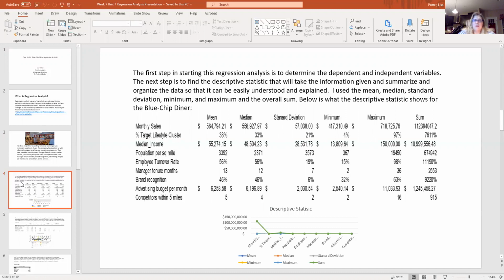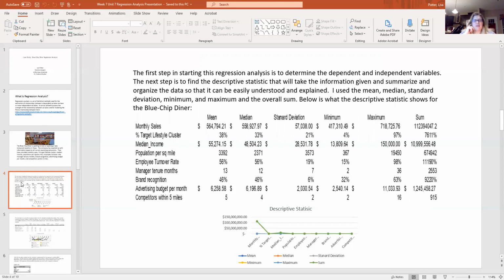The standard deviation is $57,038. 21% lifestyle cluster. Median income is $28,531.78. Population per square mile is 3,573. Employee turnover rate is at 19%. The manager tenure months is 7 months. Brand recognition is only 6%. The advertising budget per month is $2,030.54. And competitors within 5 miles is 2.